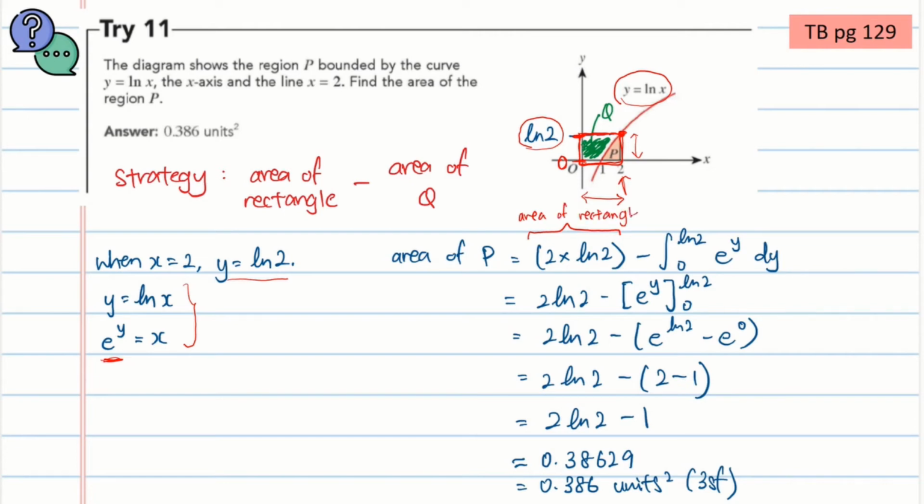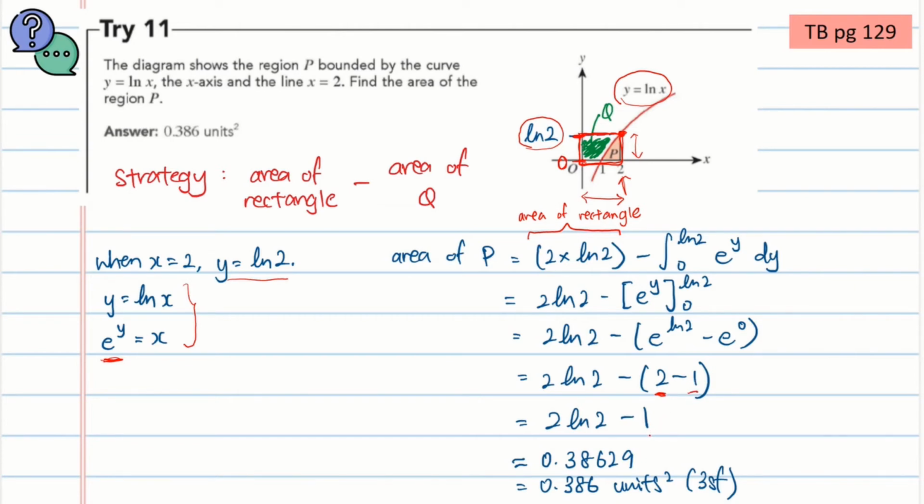And then we minus away the area of region Q, and that will be to integrate e to the power of y from 0 to ln 2 with respect to y. Okay, so integration of e to the power of y remains the same as e to the power of y. Then substitute in the values and simplify it. e to the power of ln 2, by the way, is the value of 2, and e to the power of 0 is the value of 1. So I can have 2 ln 2 minus 1.